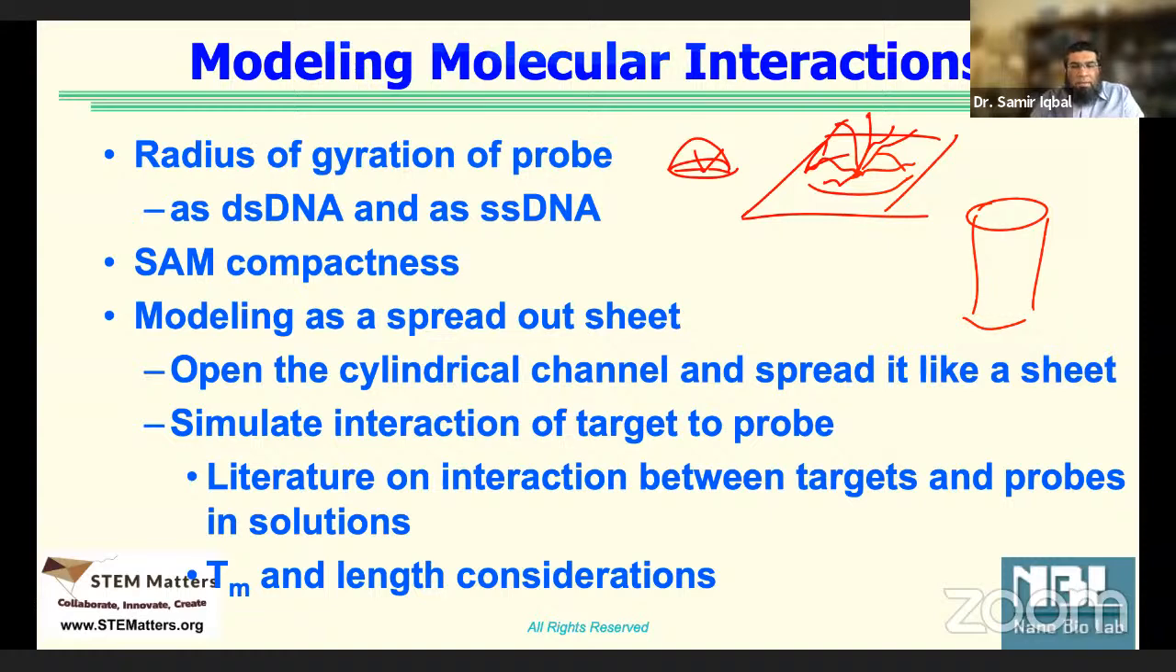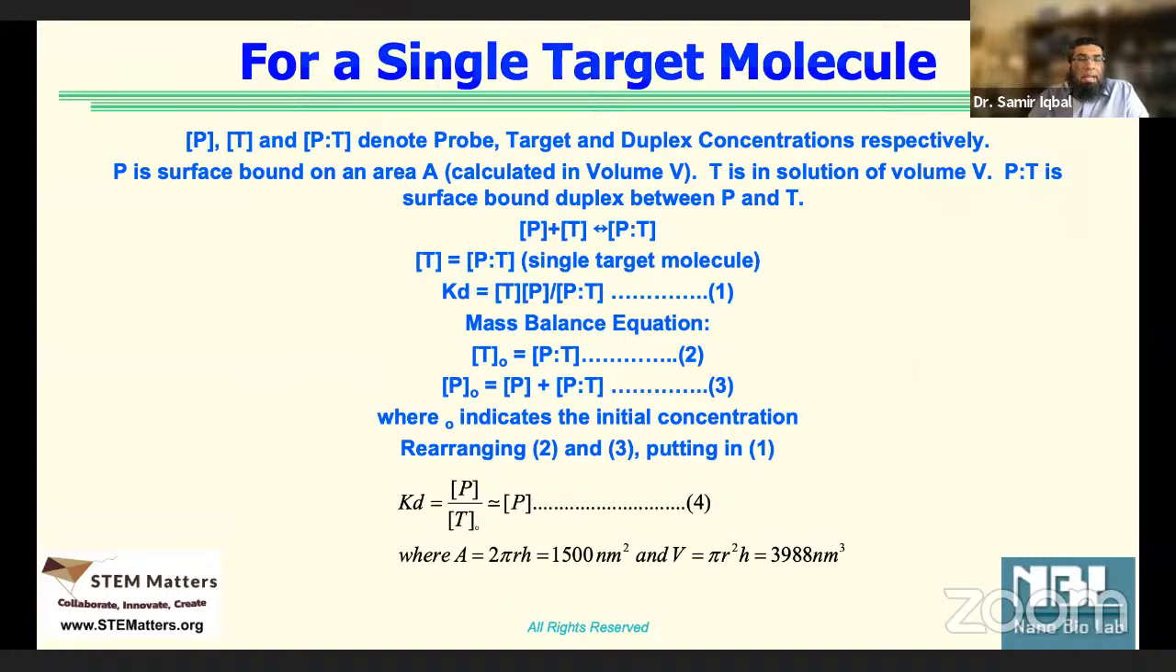These numbers are there in literature, where the binding energies are already calculated, melting temperature already calculated. So here's a simple example of finding the binding affinity for a single target molecule. If you have a cylindrical thing and I have one target molecule, what is the affinity, or what is the probability of binding? We can start with simple concentrations. There is a probe, there is a target, and they have their own concentration. This big bracket, we use for concentration.